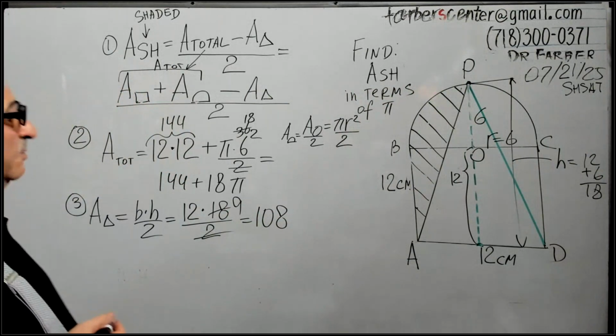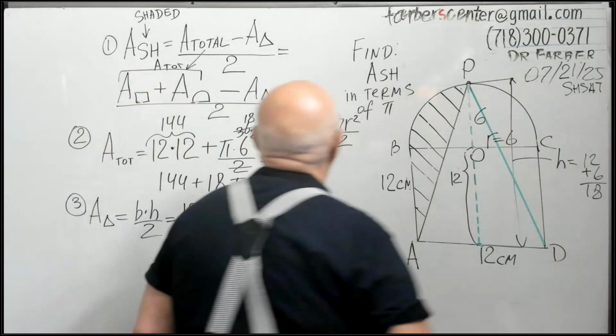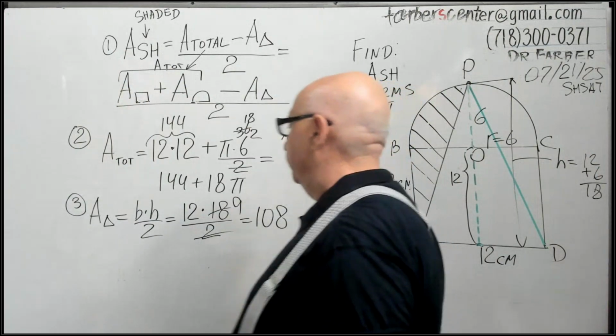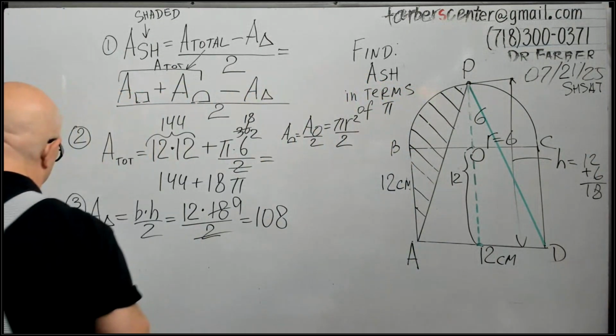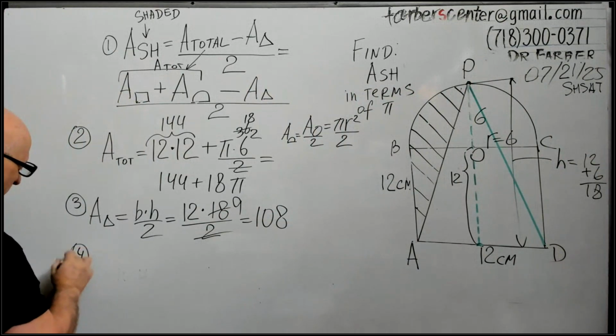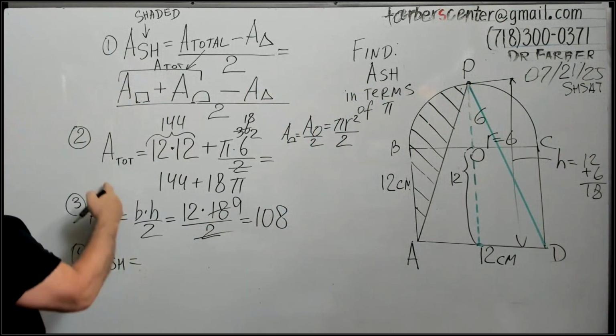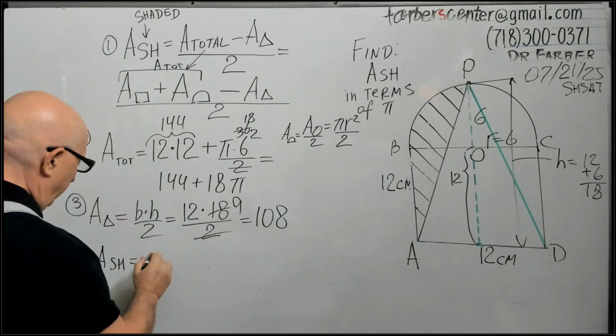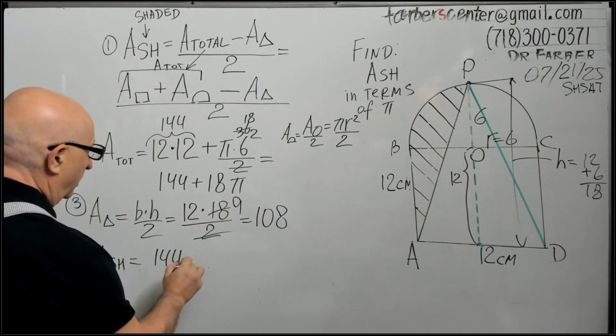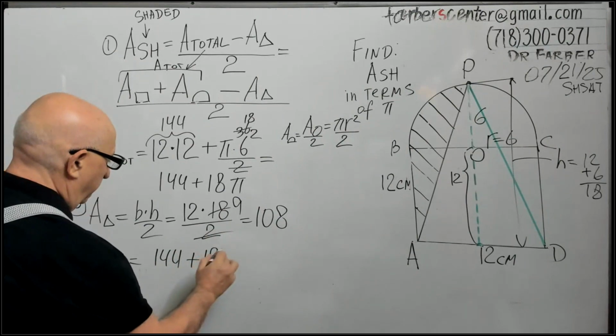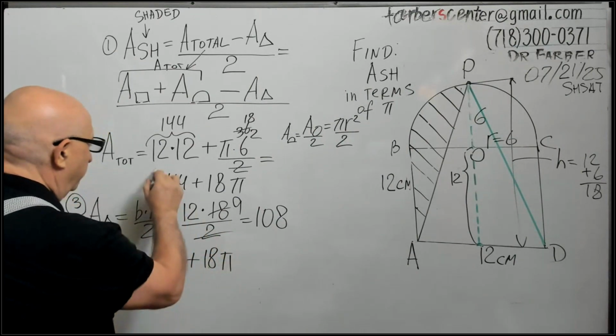Now, when I have all these ingredients, I can easily prepare this chicken soup. How? Step number 4. Area shaded equals area total. Area total is 144 plus 18 pi. I take this guy.